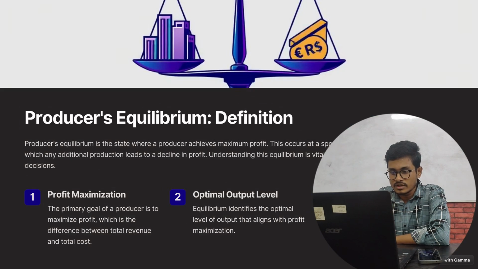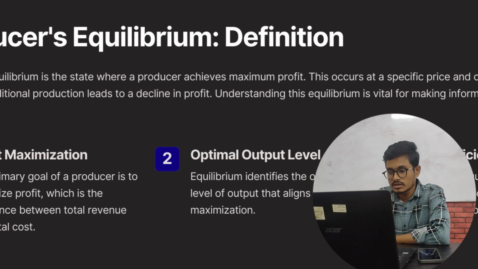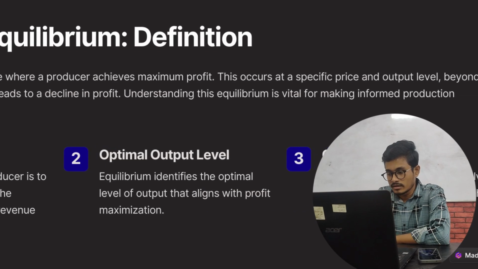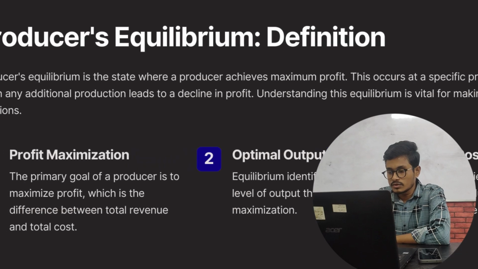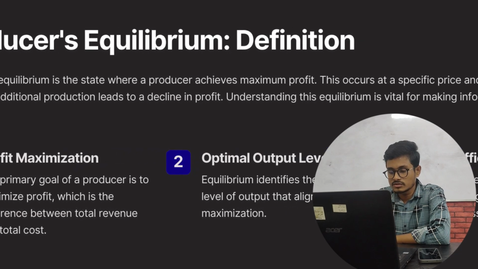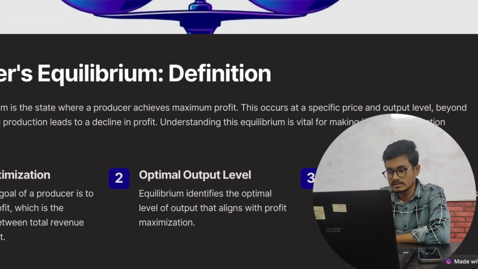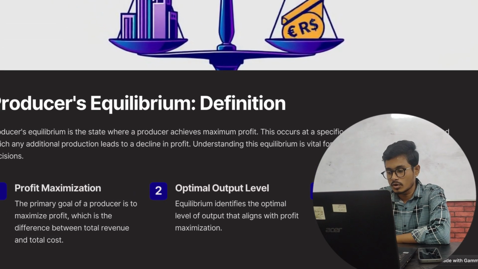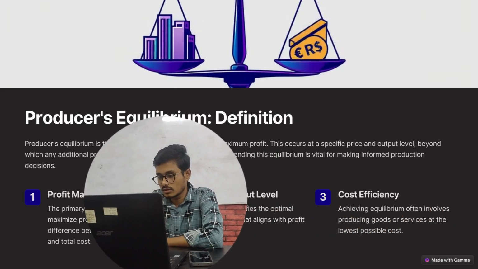Now we come to the definition of producer's equilibrium. Producer's equilibrium is a state where a producer achieves maximum profit. This occurs at a specific price and output level, beyond which any additional production leads to a decline in profit. Understanding this equilibrium is vital for making informed production decisions. There are mainly 3 parts of producer's equilibrium: one is profit maximization, second is optimal output level, and third is cost efficiency.